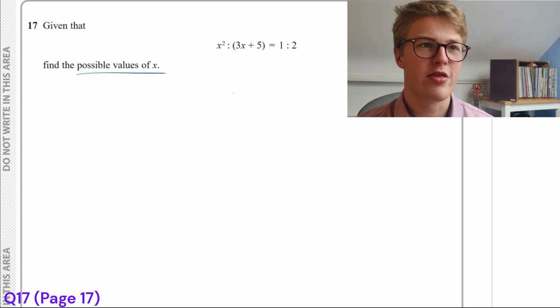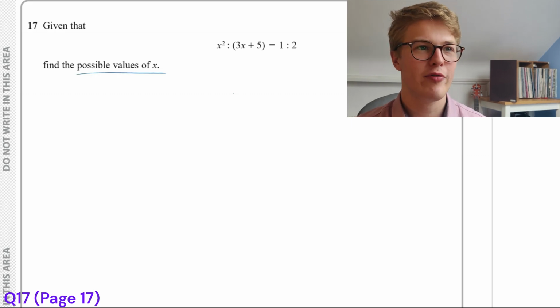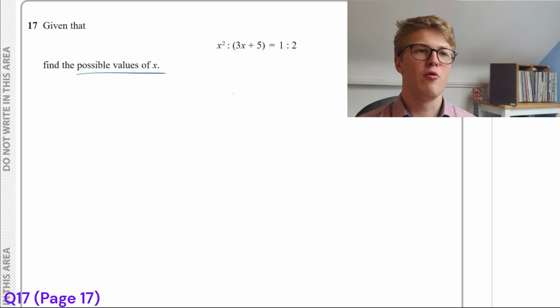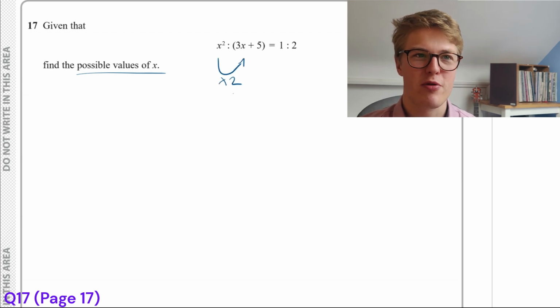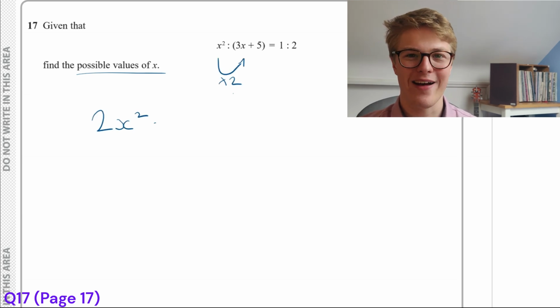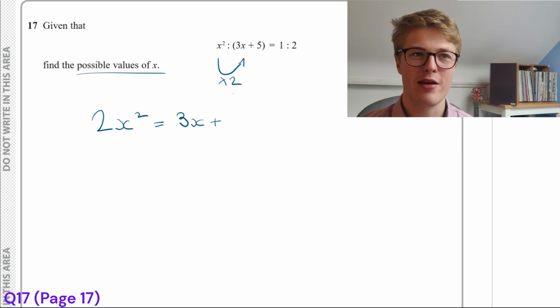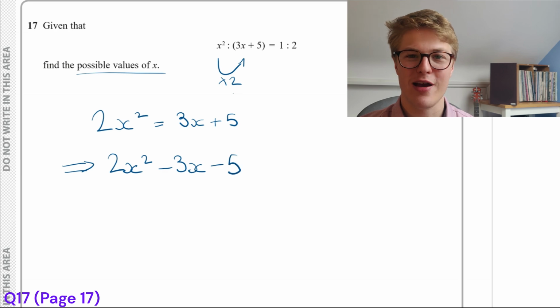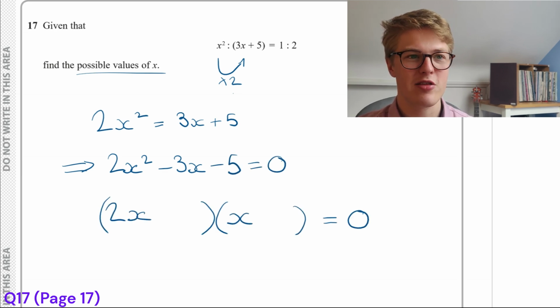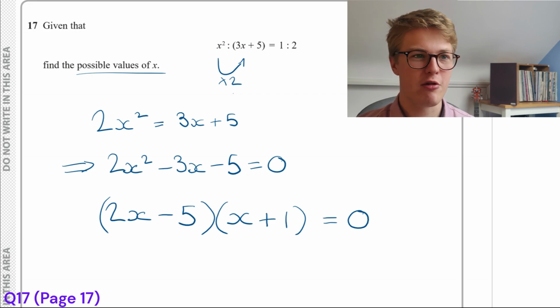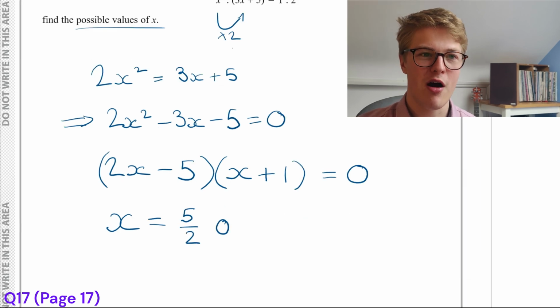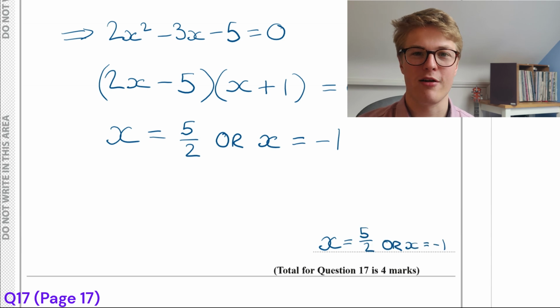Given that x squared to 3x plus 5 is 1 to 2, find the possible values of x. So because the ratio of x squared to 3x plus 5 is 1 to 2, we need to double x squared. This gives us 2x squared is equal to 3x plus 5. When we rearrange the equation, we get 2x squared minus 3x minus 5 equals 0, and now we can find the roots of the equation. We factorise this to (2x minus 5)(x plus 1) equals 0, and therefore our roots are going to be 5 halves or minus 1, so therefore that is our final answer.